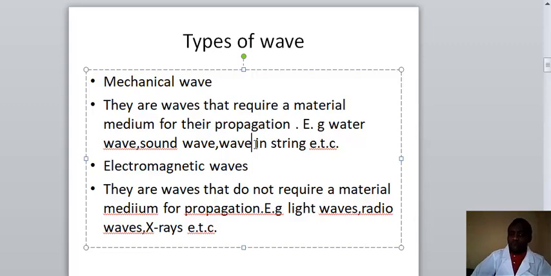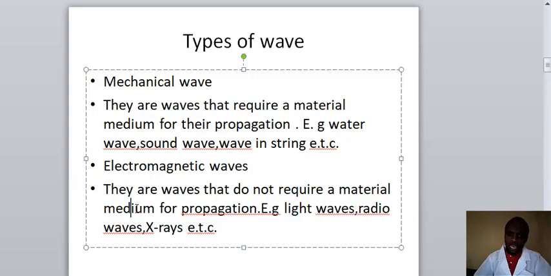And we also have electromagnetic waves. Electromagnetic waves are waves that do not require a material medium for their propagation. There is no need for a material medium for the propagation. Examples are light waves, radio waves, x-rays, and so on and so forth. So these do not require a material medium for their propagation.